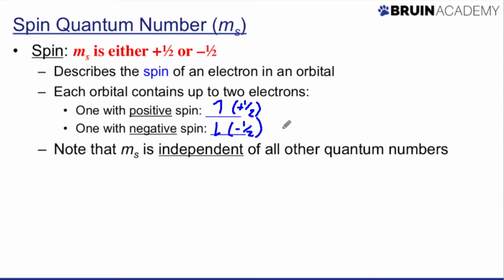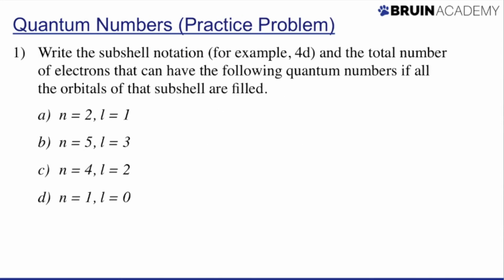So let's apply all these rules to a few problems that you might see on your exam. All right, so write the subshell notation, for example, 4D, and the total number of electrons. So we got to do both subshell notation and total number of electrons that can have the following quantum numbers if the orbitals of that subshell are all filled. So let's start with the first one, n equals 2 and L equals 0. So this first number in 4D represents the principal quantum number.